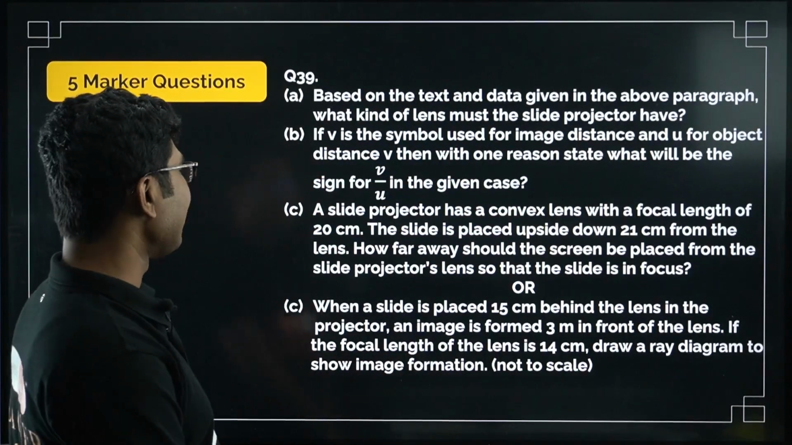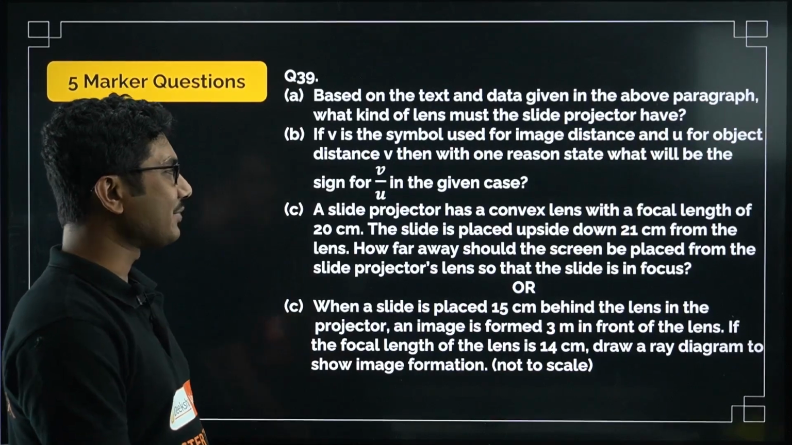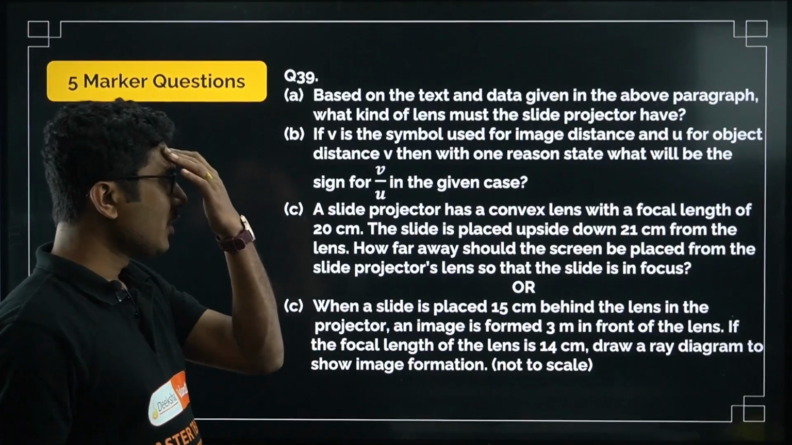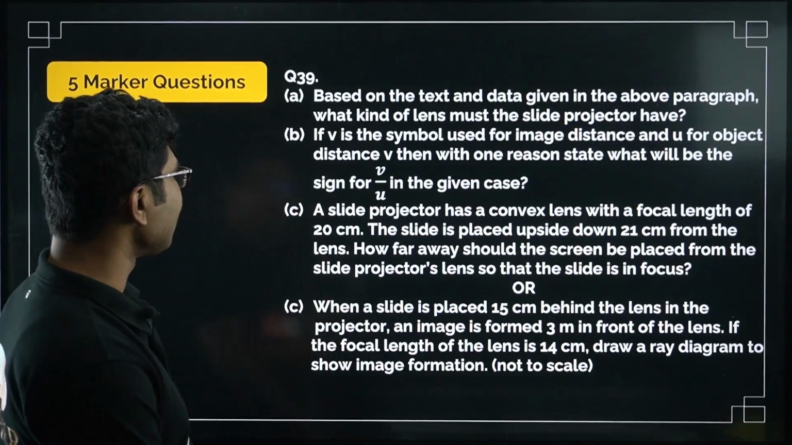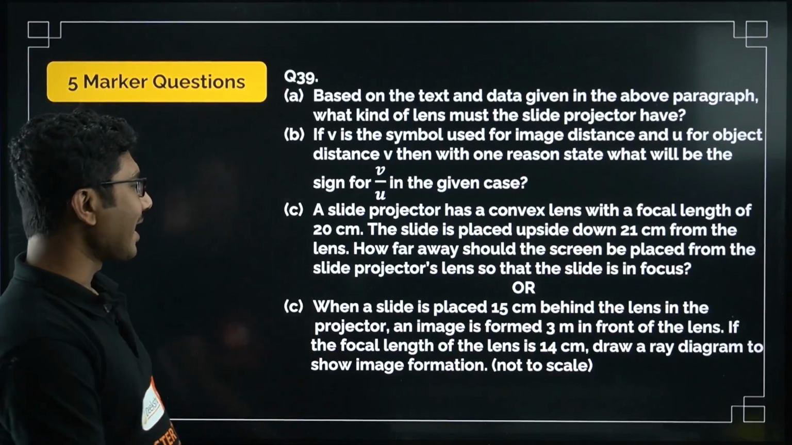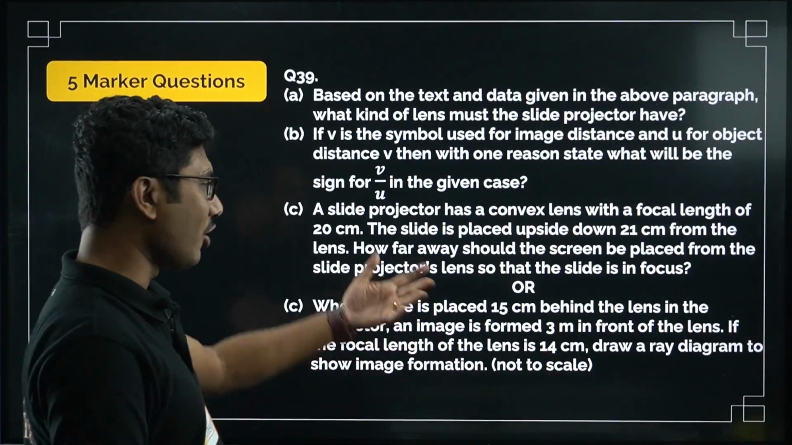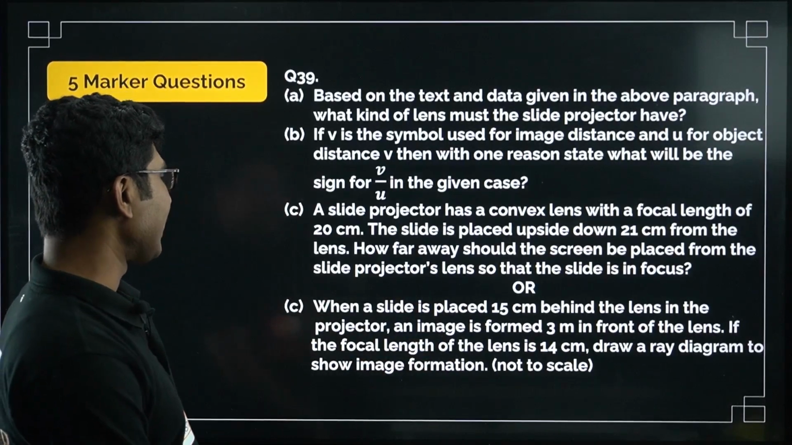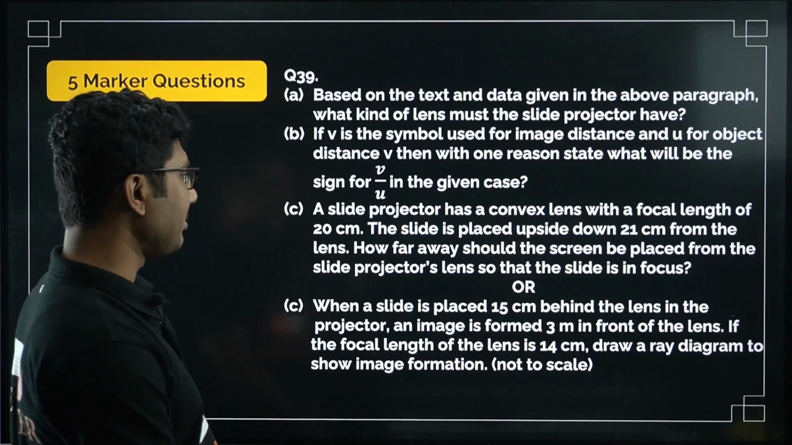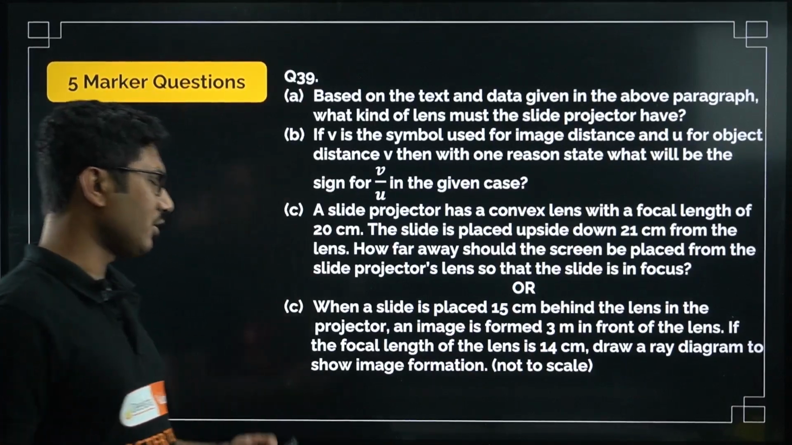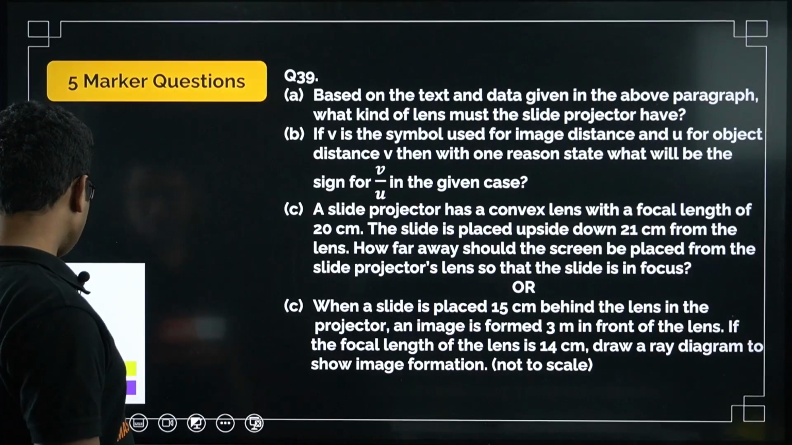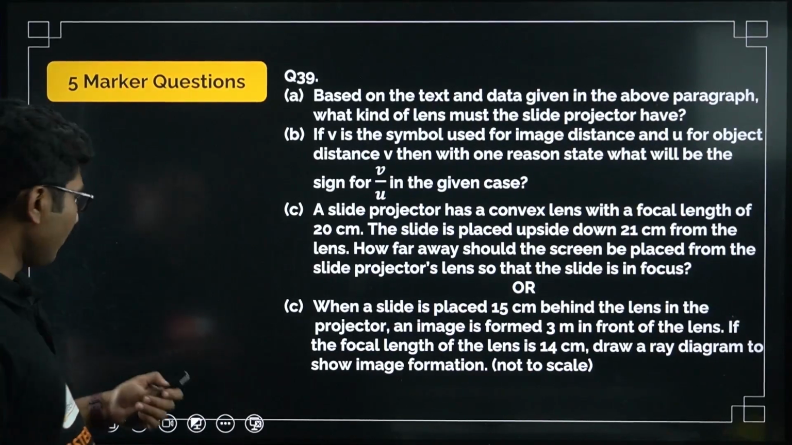With a focal length of 20 centimeter, the slide is placed upside down 21 centimeter from the lens. How far away should the screen be placed from the slide projector's lens so that the slide is in focus? When the slide is placed 15 centimeter behind the lens, this is the OR question, an image is formed 3 meter in front of the lens. If the focal length of the lens is 14 centimeter, draw a diagram to show the formation, not to the scale. So this is a diagram, this is a numerical question, and the rest two are the explanatory questions. Let's see the answer for this.